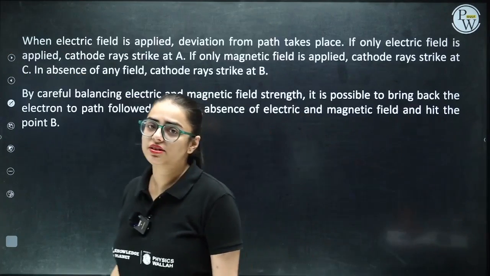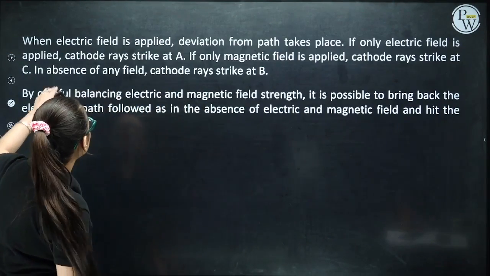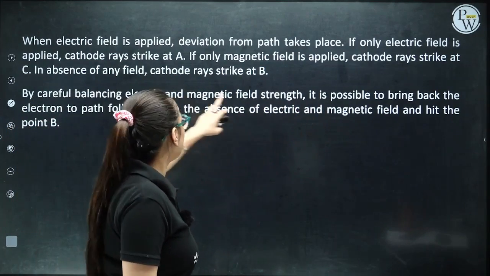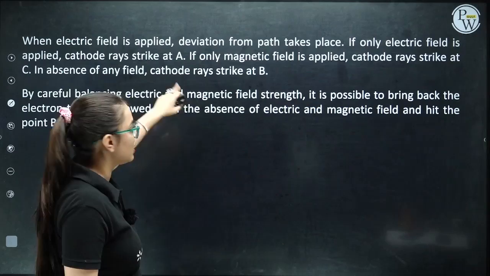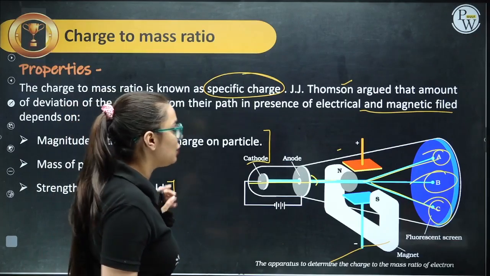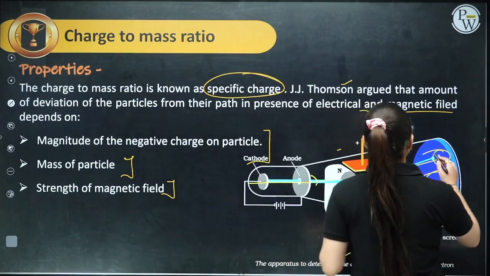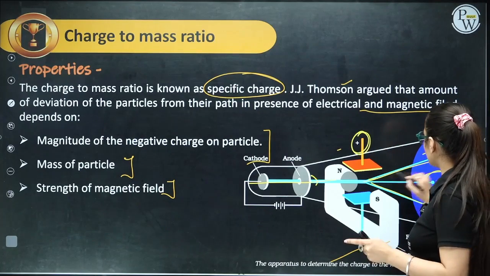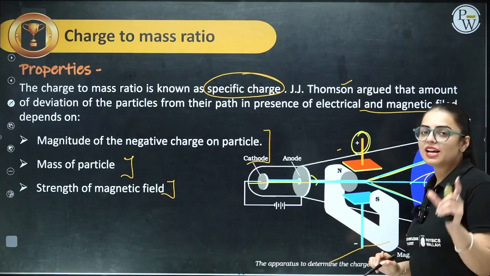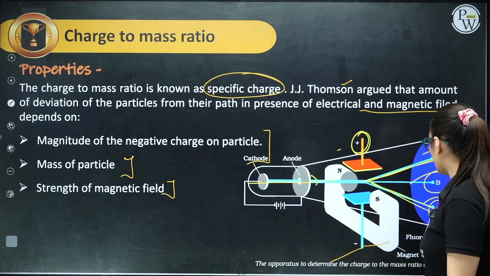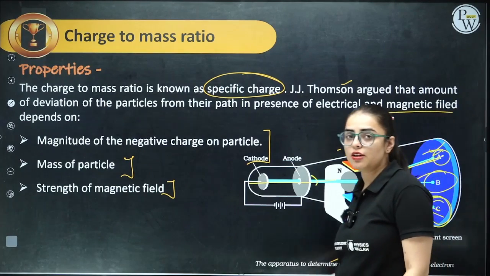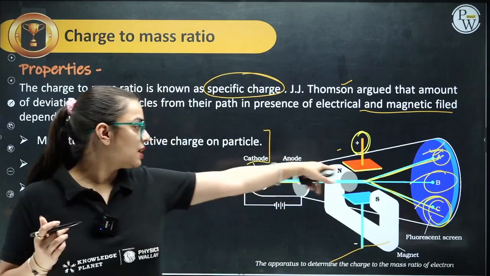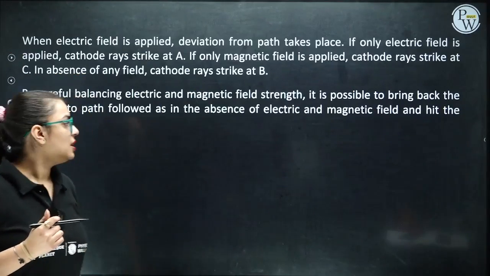Okay, now let us understand this in depth, which I have told you. When electric field is applied, deviation from the path takes place. If only electric field is applied, cathode rays strike at A. See, I told you, if you are applying an electric field, it will strike at A. Why? Because cathode rays are negatively charged and the plate is positive, so it will deviate towards the positive end. If only magnetic field is applied, it will go at C. And if they are both equal or no field is applied, they will go straight away, that is at point B. Right?